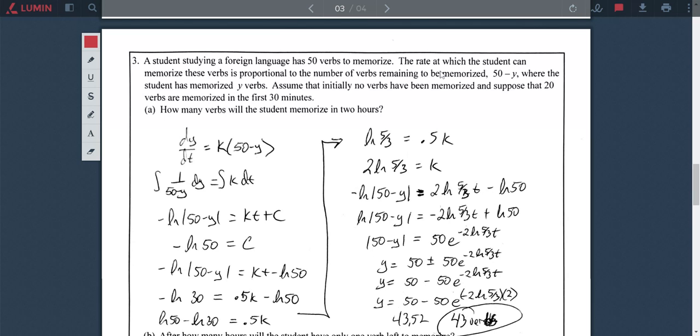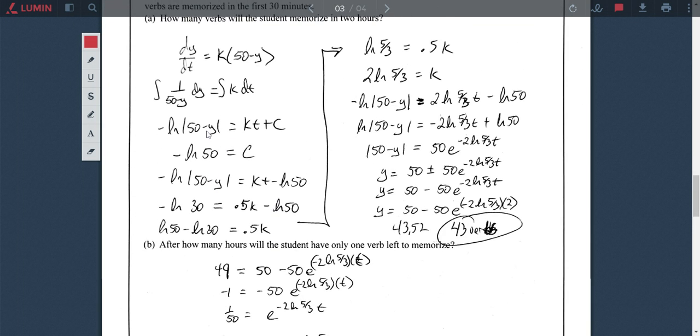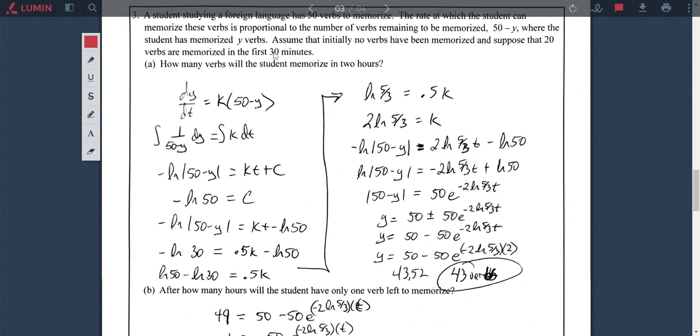Plug in, it says initially the student has memorized no verbs, so that means we're going to plug in 0 and 0. So if I plug in 0 there and I plug in 0 there, that means c has to be the negative natural log of 50, which I put in there. And now we want to plug in our second one, which is 30 minutes. And again, we talked about this in class. Notice we have minutes here, but the problem is going to eventually ask for hours. So instead of 30 minutes, we want to put in 0.5 hours. So we put in 0.5 for t.